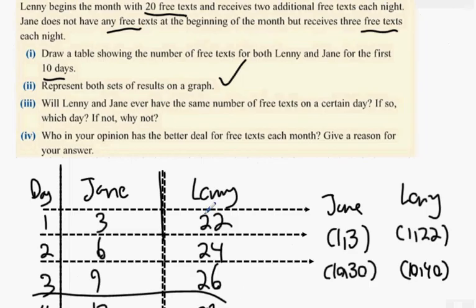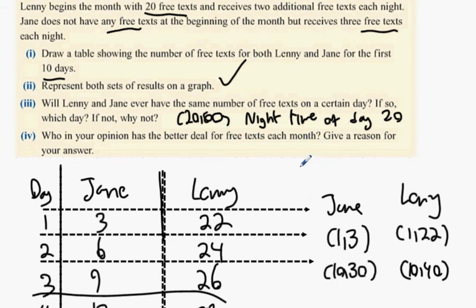Now that's solved. Will Lenny and Jane ever have the same number of free texts on the same day? Yes. (20, 60) on day 20. Sorry, night time. I'm being really specific here. Night time of day 20, because that's when you get the free texts at night time. Okay?